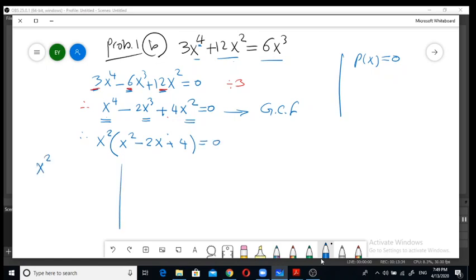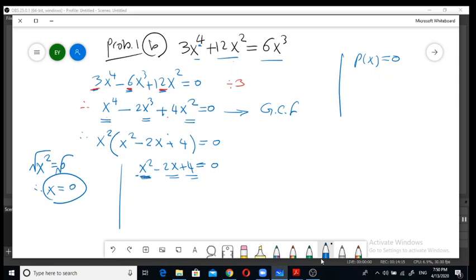Then x squared is equal to 0 and x squared minus 2x plus 4 also equal to 0. If we take the square root of each side, then x is equal to 0. The first solution is x is equal to 0. And here we have a normal quadratic trinomial with leading coefficient of 1, so easily we can find it by factoring.